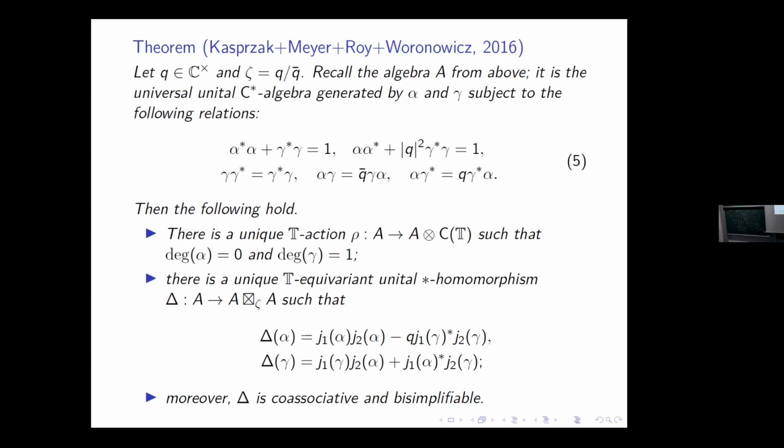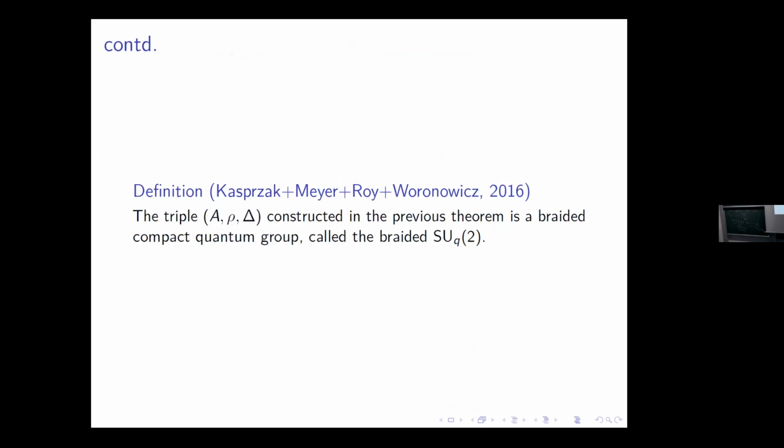Thus, I have the three requirements to call A, the coaction rho and delta a braided compact quantum group, and this is called the braided SU_Q(2), where Q is a non-zero complex number.